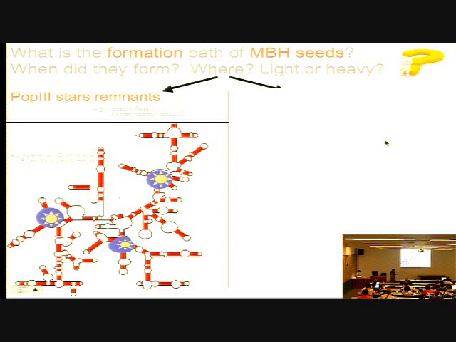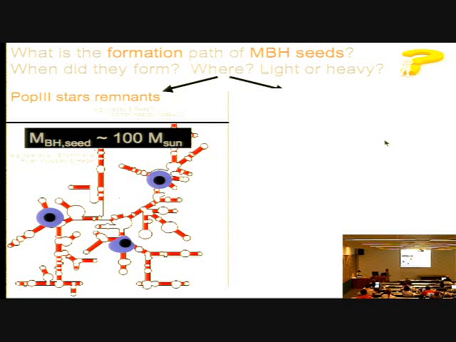There are pretty much two very popular scenarios of how black holes get seeded in galaxies very early on. We are talking about the first halos that collapse and can start H2 cooling. So redshift 20, halos of 10 to the 6 solar mass or so. They could be forming the first Population III stars, the remnants of which, if indeed the first stars are massive, could be massive black holes, seeds of the order of 100 solar masses or so.